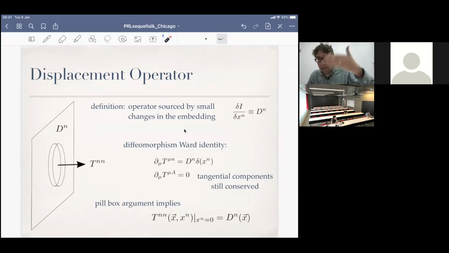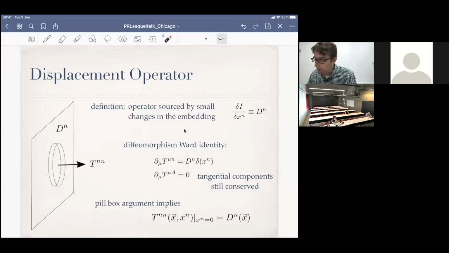Another is through a Ward identity. So if I put in this defect or boundary, I'm going to break translation invariance. And so I expect to have some failure of conservation of the stress tensor. And that failure is measured by the displacement operator. So almost everywhere the stress tensor is conserved, but on the defect, because I've broken translations normal to the boundary, I'll get some response, which is also the displacement operator.